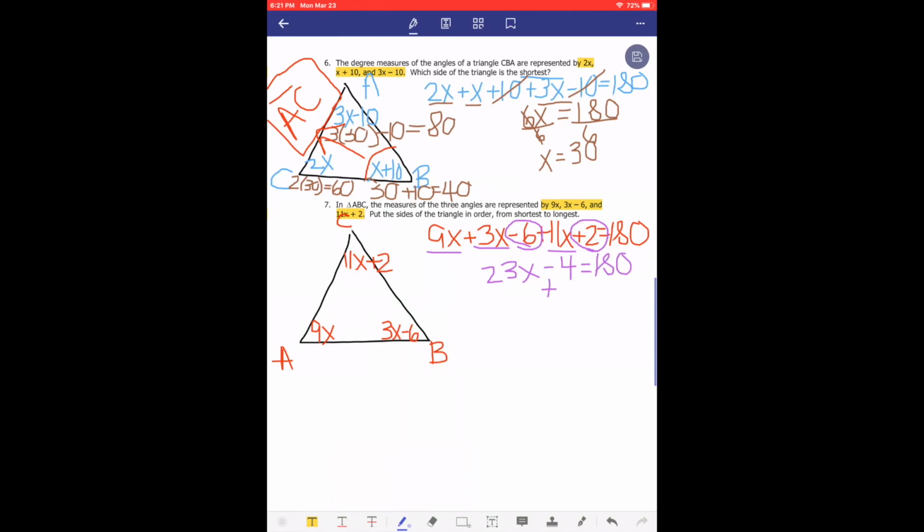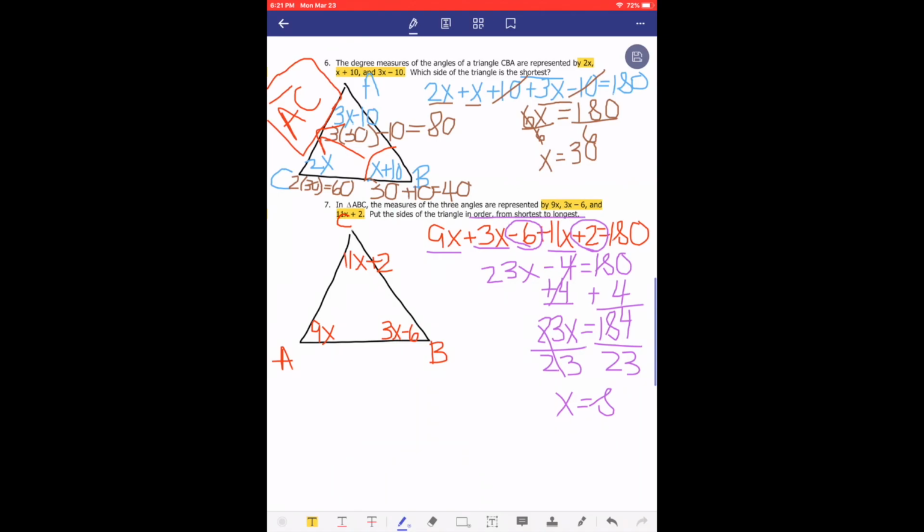I'm going to add 4 to both sides. 23x equals 184. Divide by 23 on both sides. And when you divide 184 by 23, you'll get x equals 8. Now we need to plug that back in for all of them because this question is asking you to put them in order from shortest to longest.